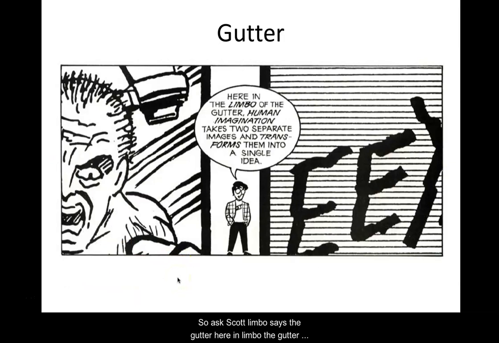As Scott McCloud says, here in the limbo of the gutter, human imagination takes 2 separate images and transforms them into a single idea. That's how when you read comic books, you can get a sense of motion, action, and a story. It's why we can call them a sequential art form, because even though it's just a series of pictures, your brain will take those series of pictures and fill in the gaps and place it into a specific order.